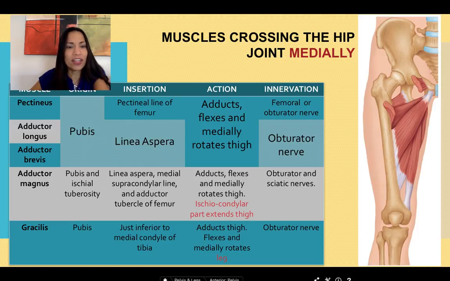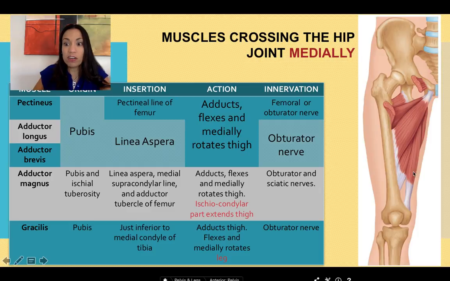Okay, it's the turn now for the muscles that are crossing medially from the hip bone to the femur. They form the medial compartment of muscles of your thighs. So they're located right here in the medial compartment. What is the action? Remember when we were describing the cross section of these muscles by compartment?